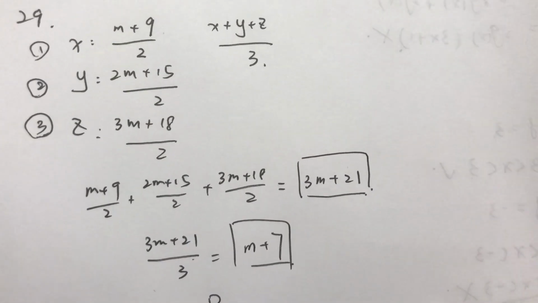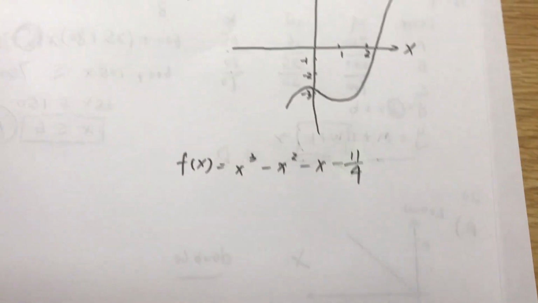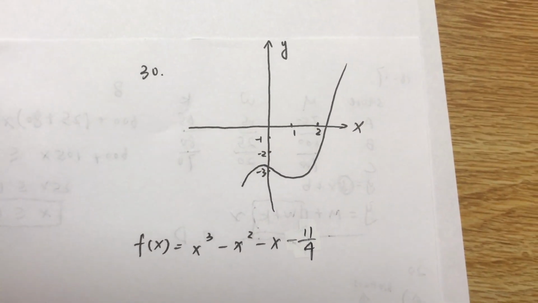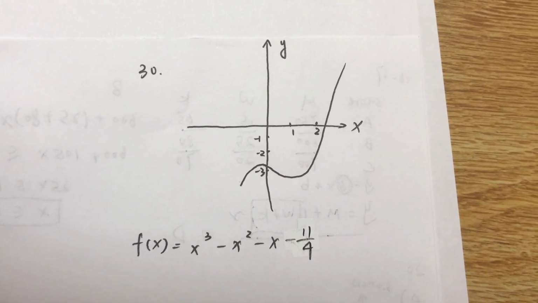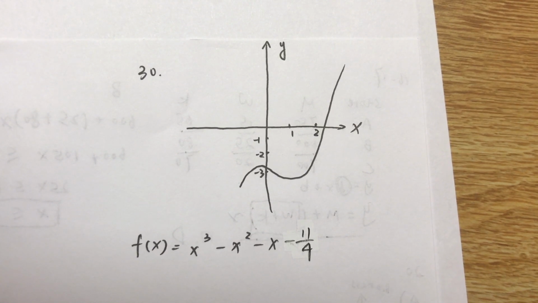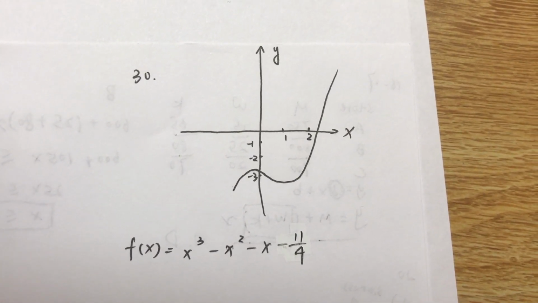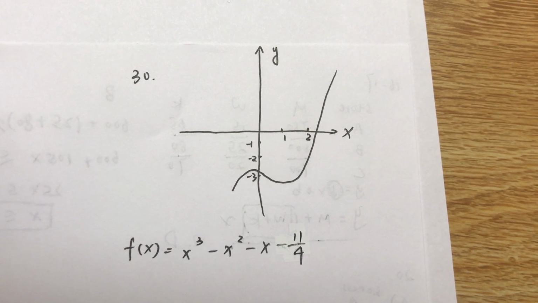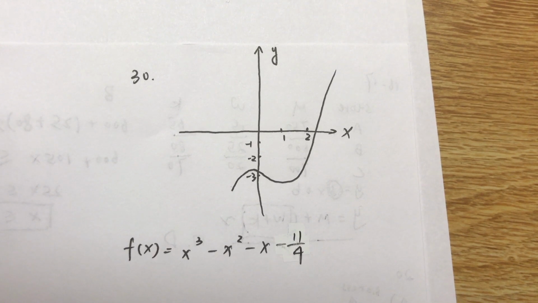Okay, then we move on to the last question. The last question is the graph question. The function f(x) equals x cubed minus x squared minus x minus 11 over 4 is graphed in the xy plane above. If k is a constant such that the equation f(x) equals k has 3 real solutions, which of the following could be the value of k?